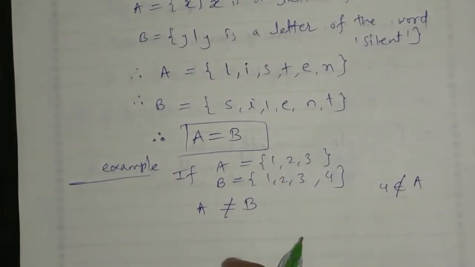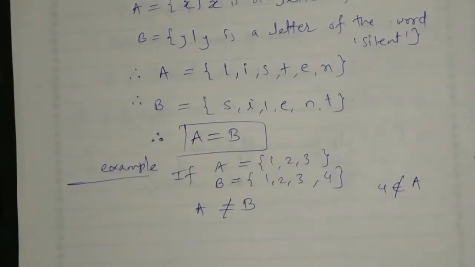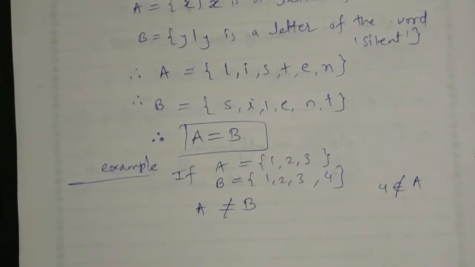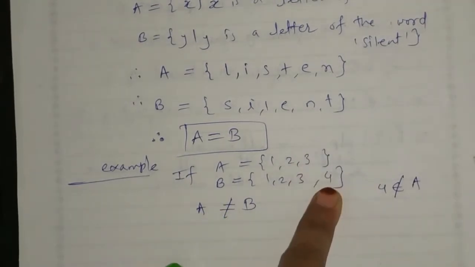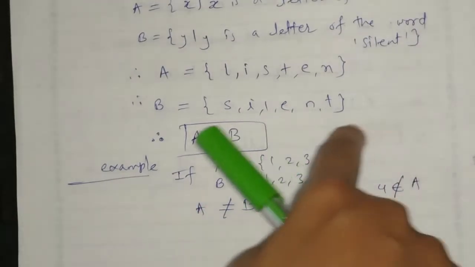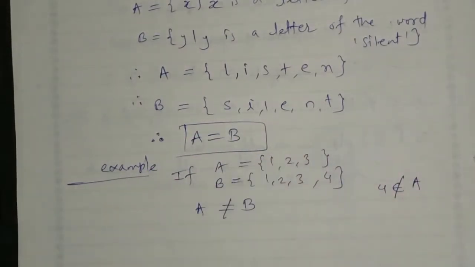And we have a definition that two sets A and B are said to be equal if every element of set A is in set B and every element of set B is in set A. Then only you can call them equal sets. Otherwise, call them not equal sets.